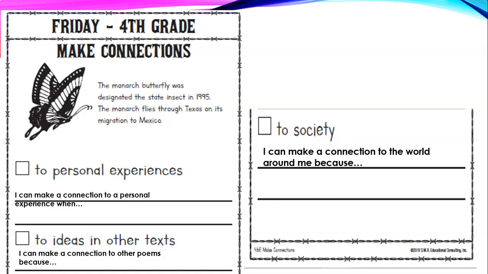So I know in Thank You, Mr. Falker, and right now the book that we're reading, Love That Dog, they both have a teacher, right? And the teacher in both books is being very understanding with the students. So that could be one connection that you can make. I could make a connection to other texts because both include a teacher, or you've maybe had a teacher that's been very helpful to you. So you have the last 30 seconds.